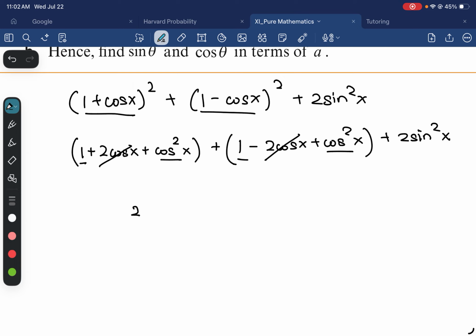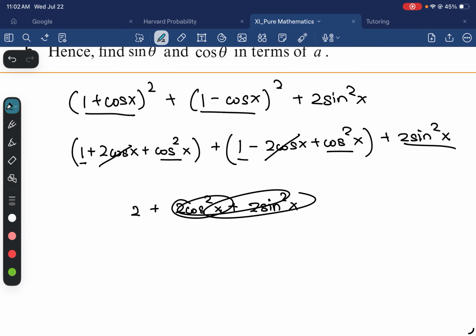Cos squared x plus cos squared x is just 2 cos squared x. And then I have 2 sine squared x here. Now I can factor out the 2 from this expression, and I'll just have cos squared x plus sine squared x. And this simplifies to 1.